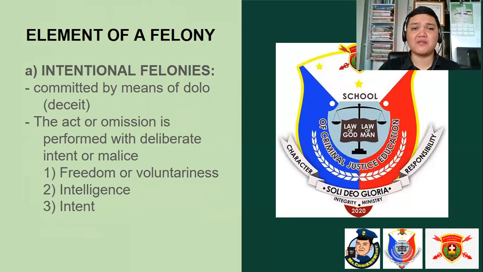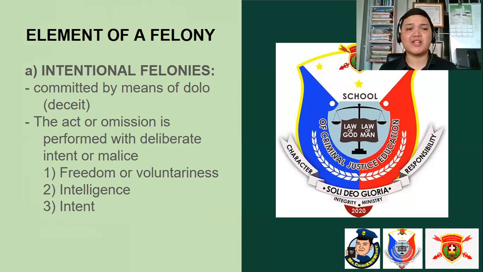We also have the elements of felony. A is intentional felony, committed by dolo or deceit. So, a felony is called intentional if there is deceit. It is through your dolo. These are the following. The act or omission is performed with deliberate intent or malice. So, pinag-isipan, you thought about it, you deliberated it, you are aware of it. Number one, freedom and voluntariness. So nobody forces you, nobody induces you, nobody blackmails you. So you have the freedom and you voluntarily did that action or crime. Number two, intelligence. So you thought about it, you planned it, you are aware of the action and the possible outcome of that action. And number three, there is intent. It is intentional. So those are the elements of intentional felonies.